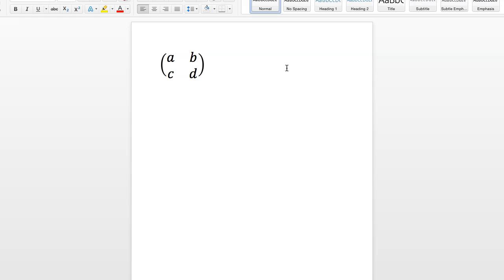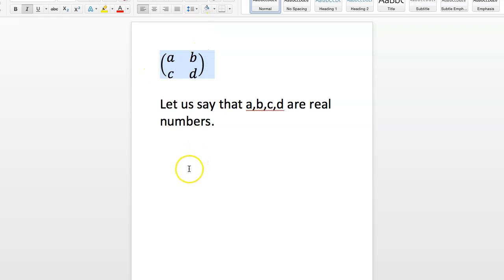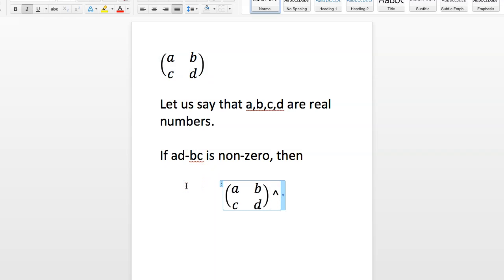And imagine that A, B, C, and D are numbers. So let us say that A, B, C, and D are real numbers, which is what we usually do in algebra. And if we're lucky enough that AD minus BC is non-zero, then we can get a pretty value. We can raise this to the power of -1, and we will get another matrix, but it's called the inverse.